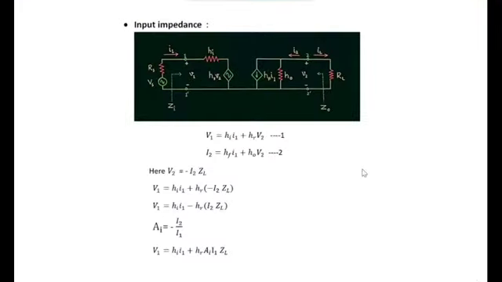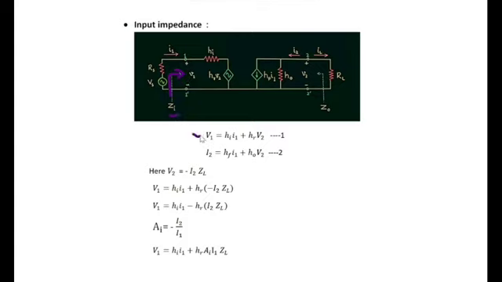We have seen about current gain. Now we are going to discuss input impedance. We know that input impedance is the total impedance offered by the circuit when we look at it from the input side. Here input impedance is denoted with the letter Zi, and this is the circuit. We already know this H parameter circuit. So now let us derive the formula for input impedance.